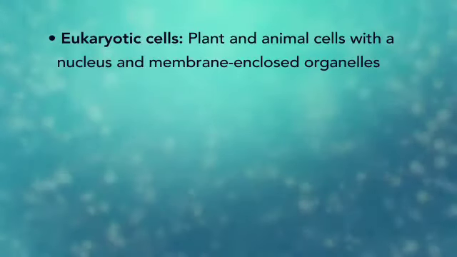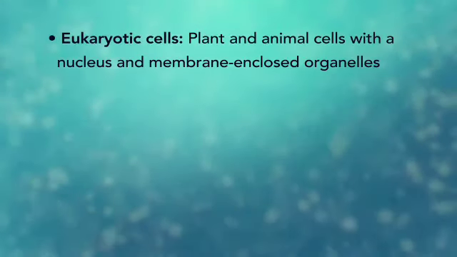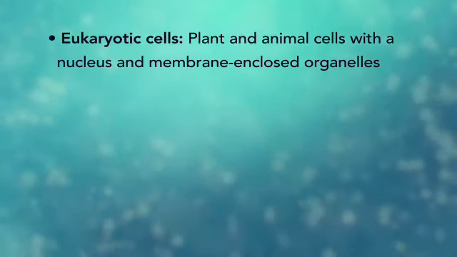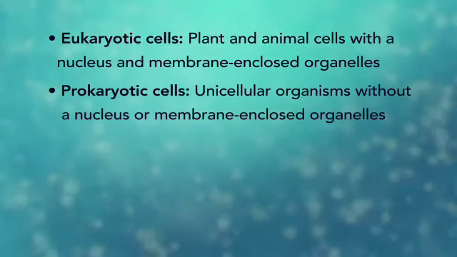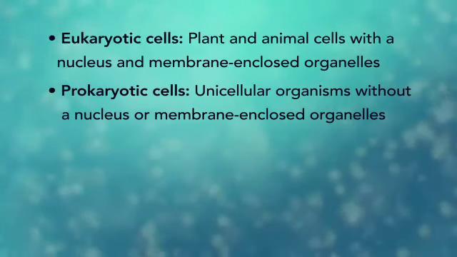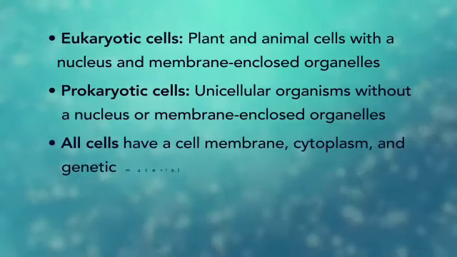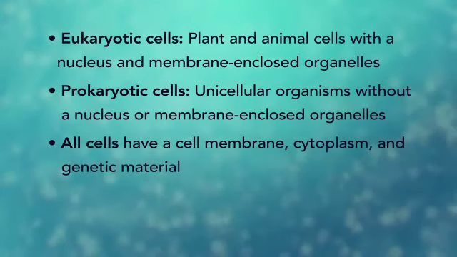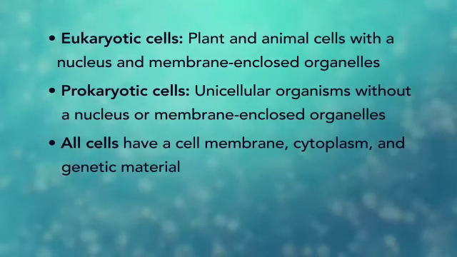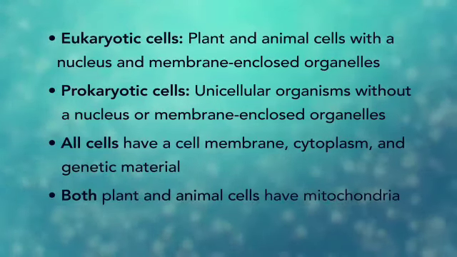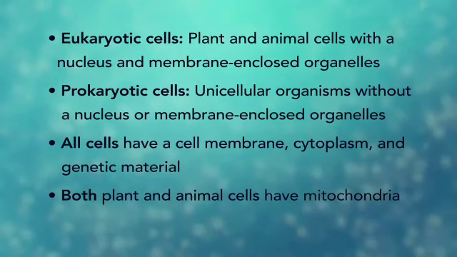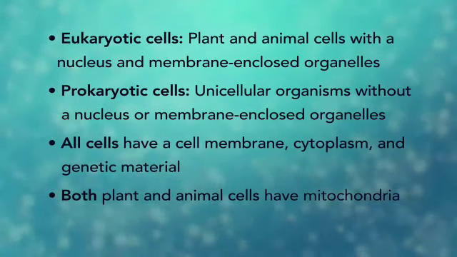In summary, let us remember that eukaryotic cells are plant and animal cells with a nucleus and membrane bound organelles, while prokaryotic cells are unicellular organisms without a nucleus or membrane bound organelles. All cells have a cell membrane, cytoplasm and genetic material. And even though only plant cells have chloroplasts, both plant cells and animal cells have mitochondria. So that's all for this class.